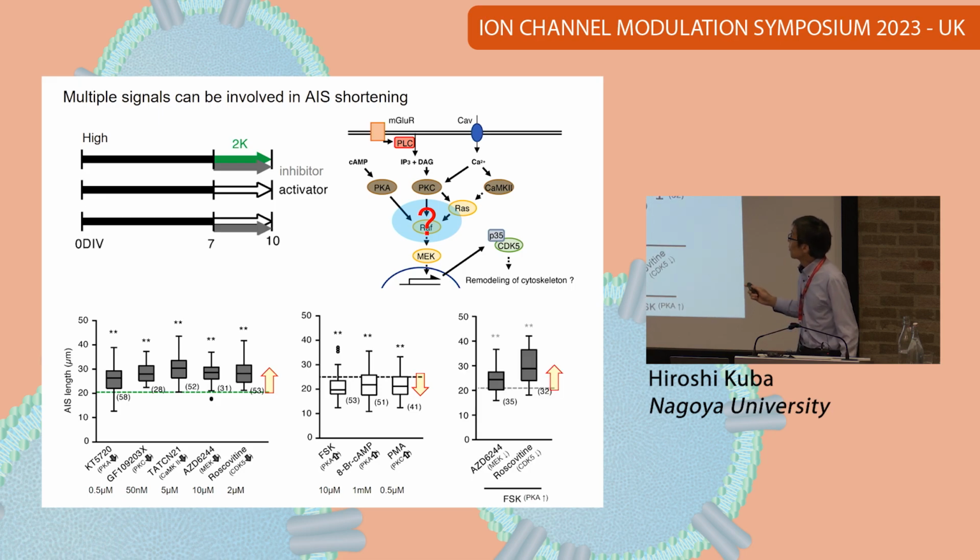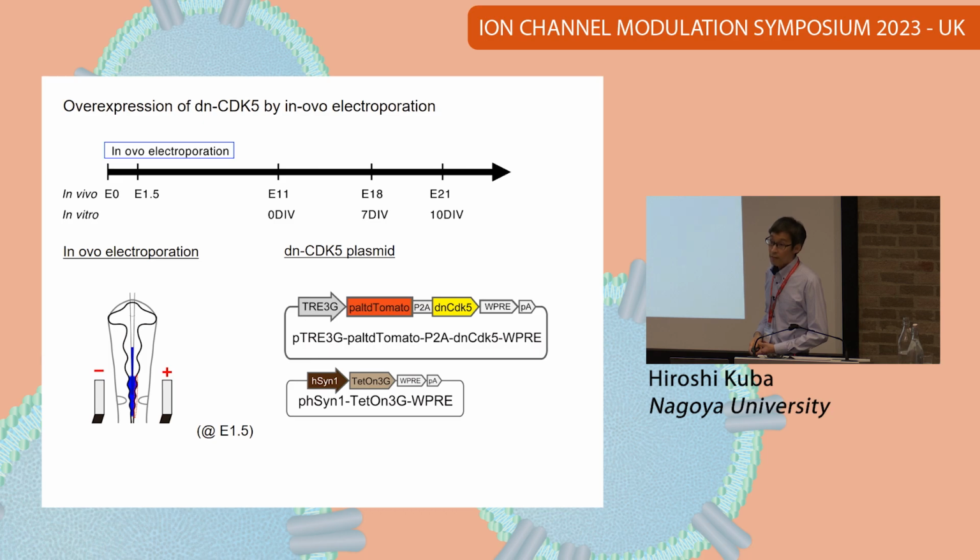Importantly, the effects of PKA and PKC activators were occluded by inhibitors of ARC1-2 and CDK5. And ARC1-2 is known as an upstream molecule of CDK5. So we consider that CDK5 contributes to the AIS shortening downstream of these kinases. So we tested the contribution of CDK5 to the AIS shortening by introducing dominant negative CDK5 plasmid into NM neurons using in ovo electroporation and overexpressing the genes in the culture.